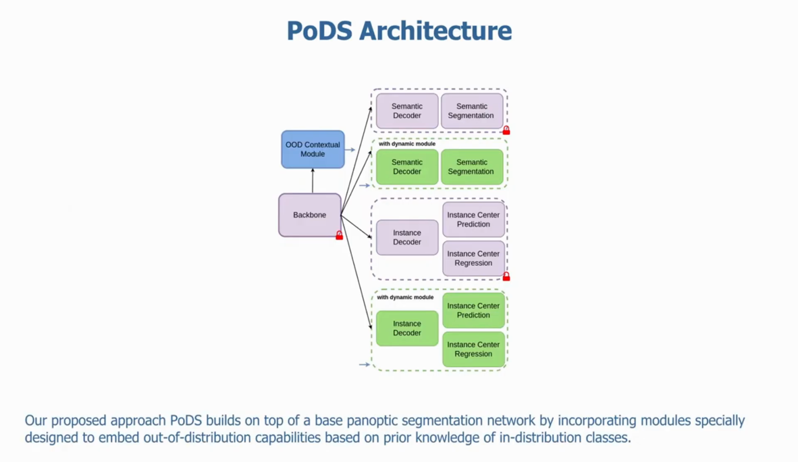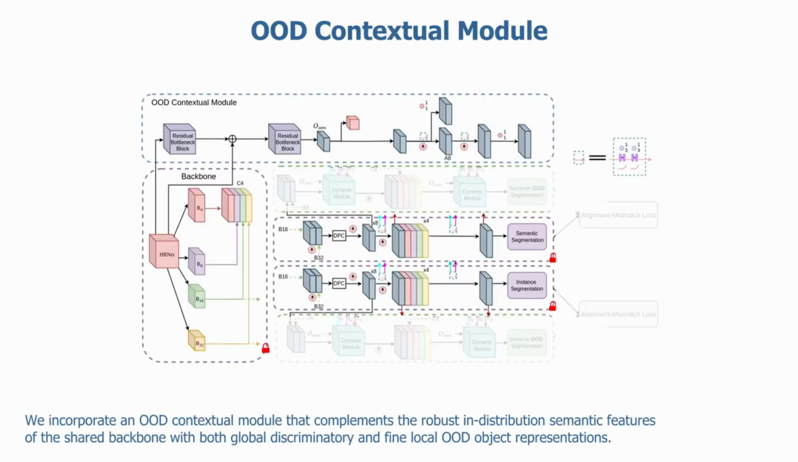Our proposed approach PODS builds on top of a base panoptic segmentation network by incorporating modules specially designed to embed out-of-distribution capabilities based on prior knowledge of in-distribution classes. In the figure, boxes with a lock on them correspond to the base panoptic segmentation architecture, whose weights are fixed when training our incorporated modules. We incorporate an OOD contextual module that complements the robust in-distribution semantic features of the shared backbone with both global discriminatory and fine local OOD object representations.